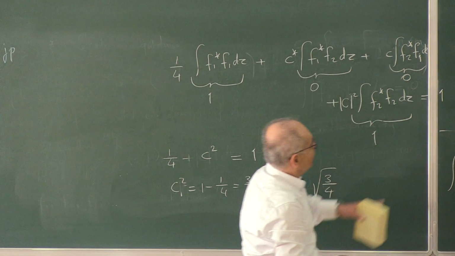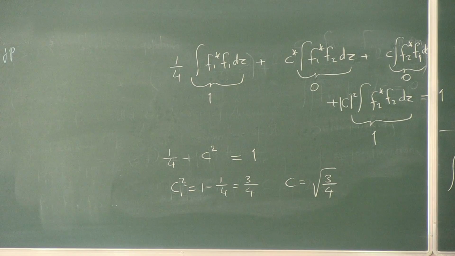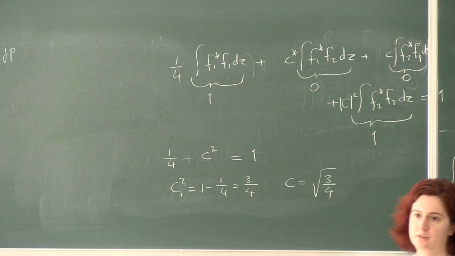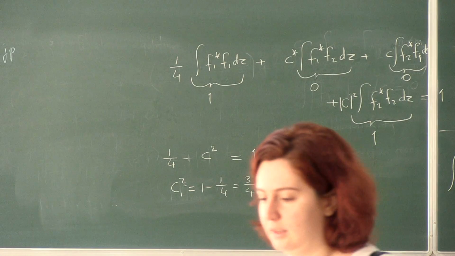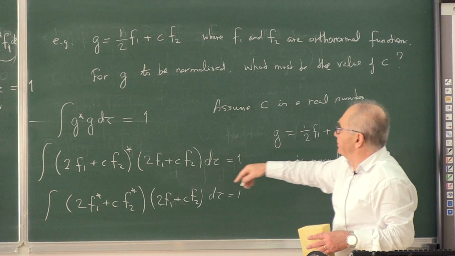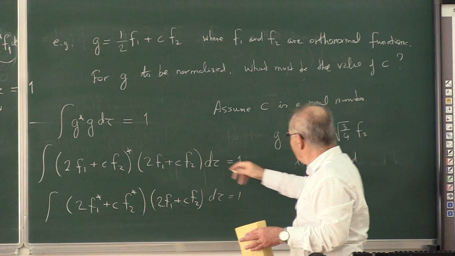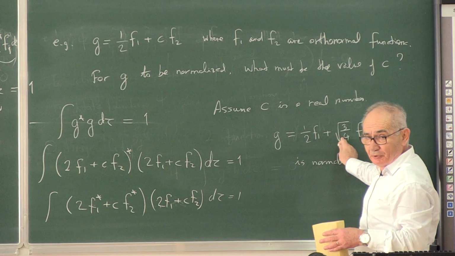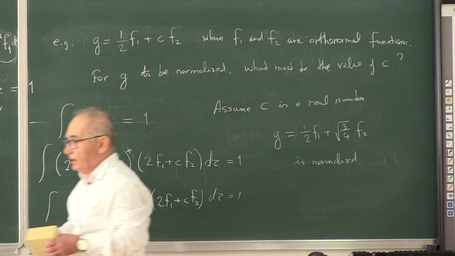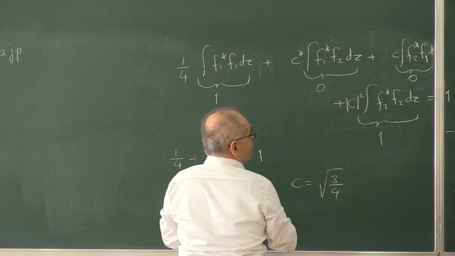So this function then, g equals 1/2 f1 plus square root of 3 over 4 times f2 is normalized, which means this integral with the choice for c2 square root of 3 over 4 will be equal to 1. Normalization integral. Okay.